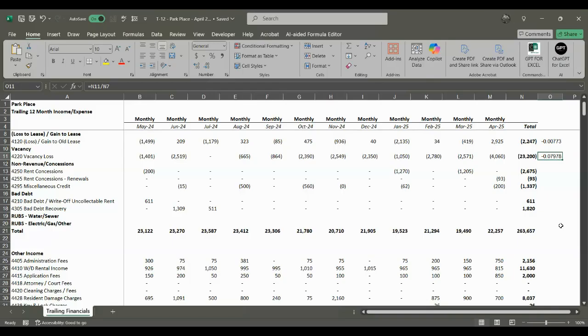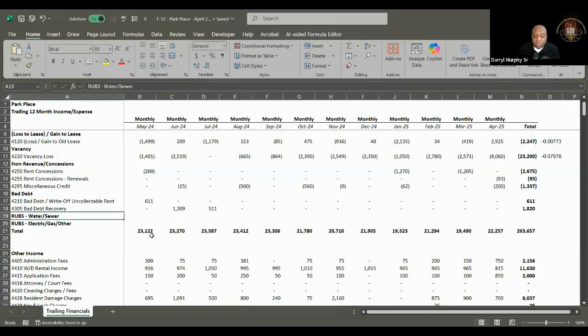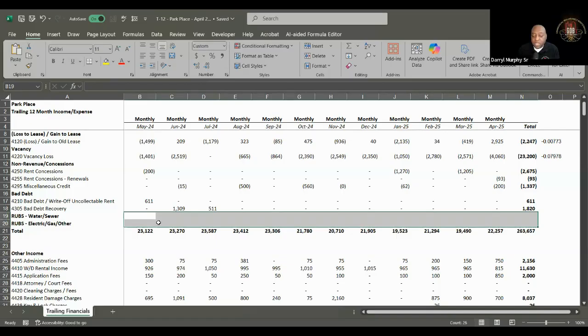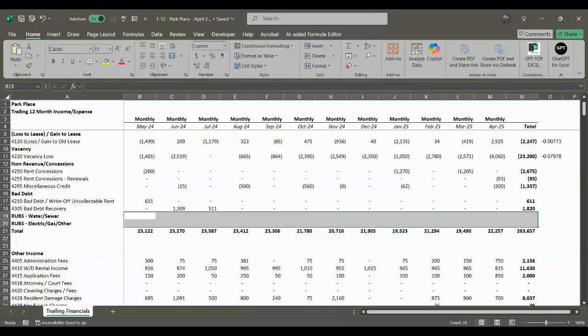What is that again? Okay, I'm sorry. RUBS? I forgot. Yeah, here's RUBS right here. Does everyone know what RUBS is? Someone help me out. What's RUBS? Because I never implemented RUBS. I don't know nothing about RUBS. So educate me too on some RUBS. It's your ability to bill back the utilities. So it's ratio utility billing.